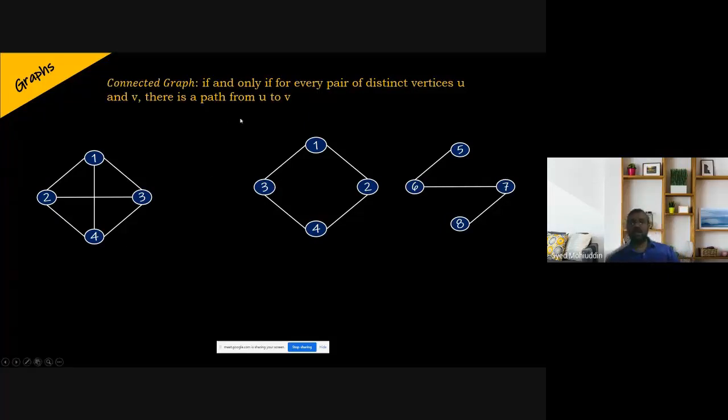Let us consider the graph on the right side. Now here, don't get confused.